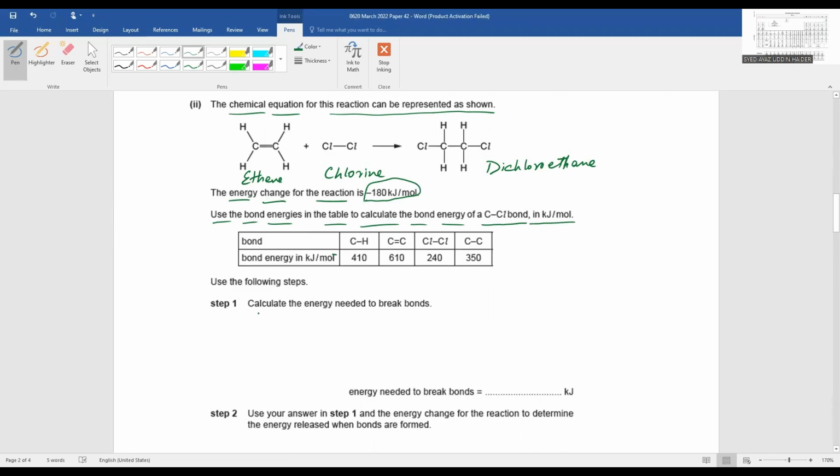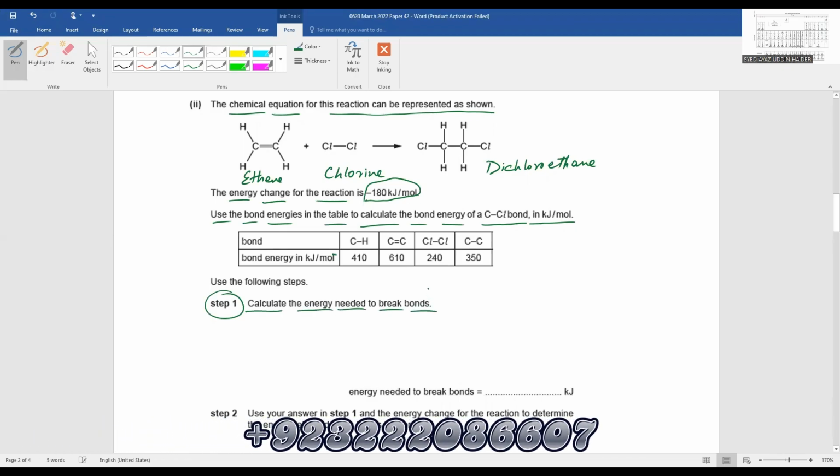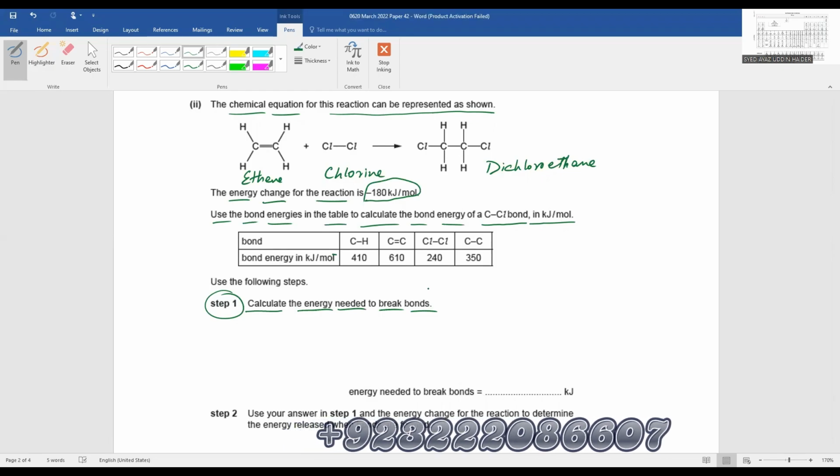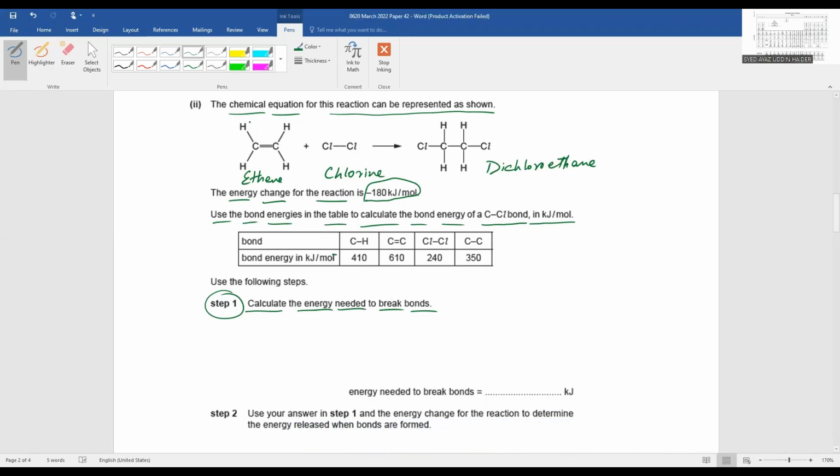Use the following steps. Step number 1, calculate the energy needed to break bonds. So we are having ethene and Cl2. How many C-H bonds are broken? 1, 2, 3, 4. So you will multiply 4 by the C-H bond energy, which is given as 410, plus C double bond C, given as 610, plus the Cl-Cl bond, also given as 240. What we will get is 2490.